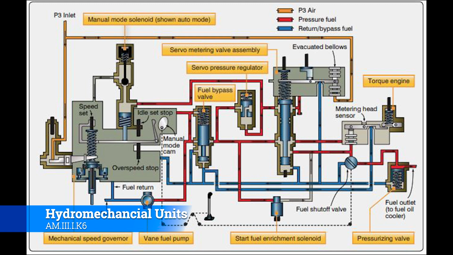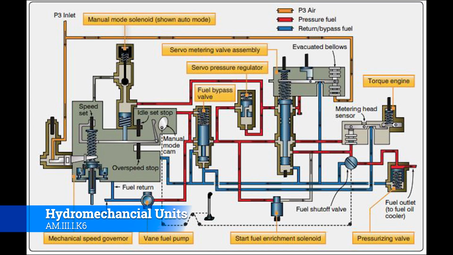Your job as a regular run-of-the-mill A&P is going to be to just pull the engine off, put it into a crate, and send it off to somebody who specializes in this, because this is just one example of a hydromechanical unit. There are dozens and dozens of different variations of this depending on the type of engine, the iteration of that engine, the year of that iteration of that engine, and all that good stuff.